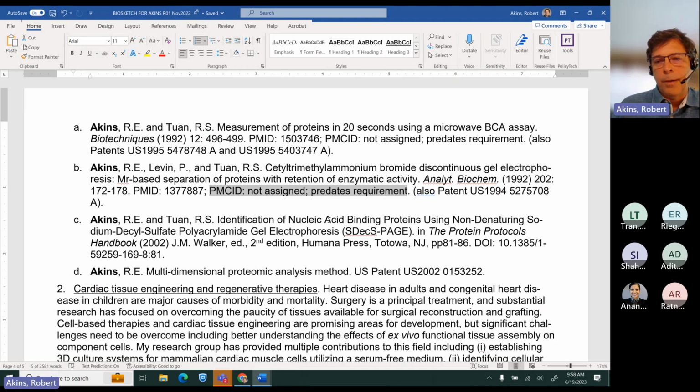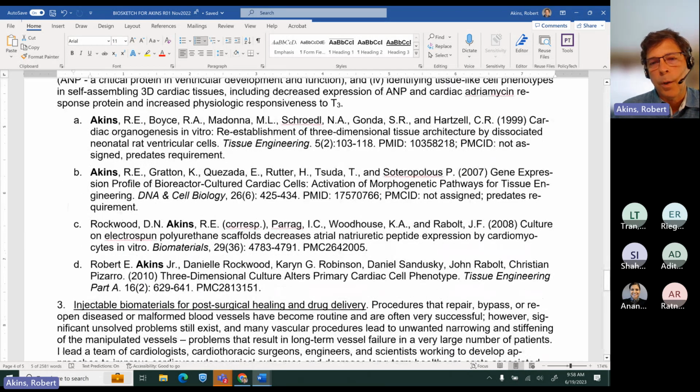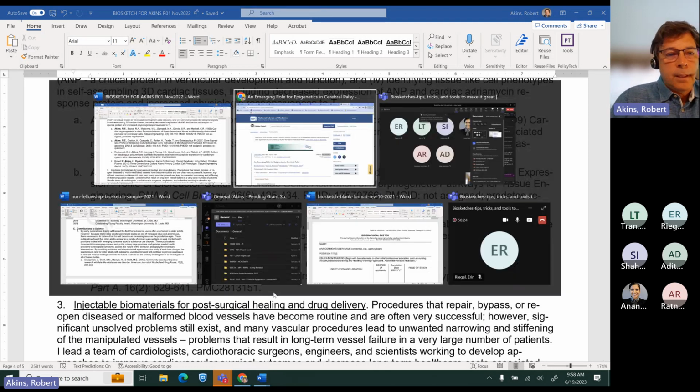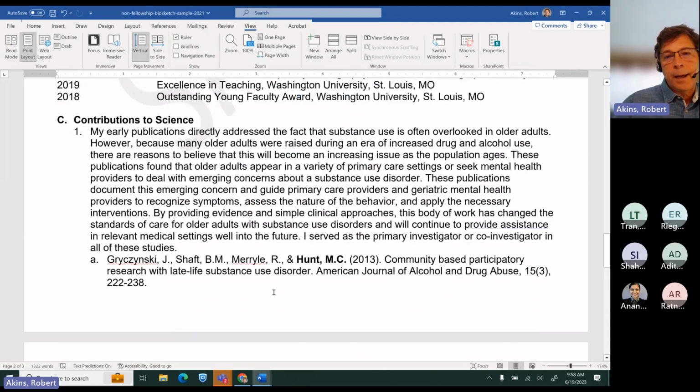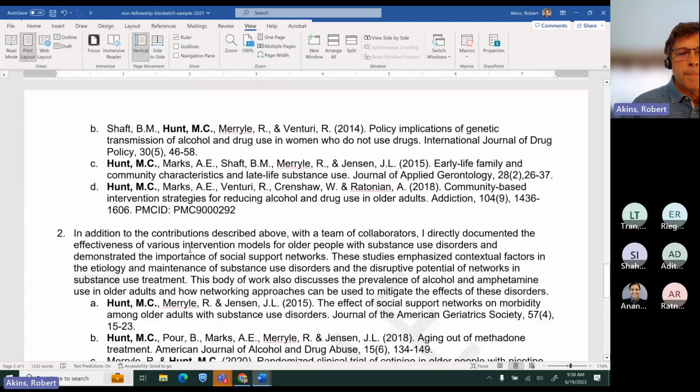But for every other one where I could get one, unless it was a work product that's not curated in those databases, I put the PMC ID in. The example that the NIH gave does not have PMC IDs in it. Oh, it does. It has one. I would put them in.